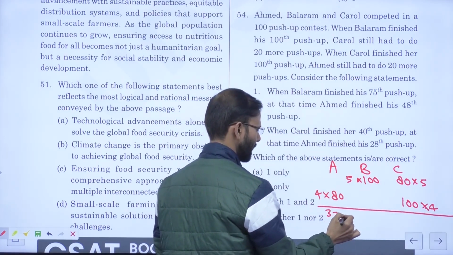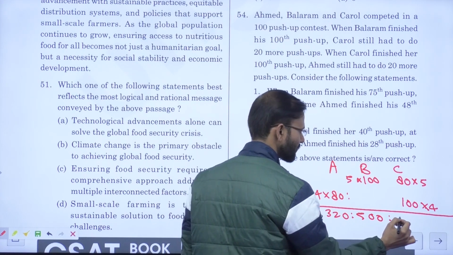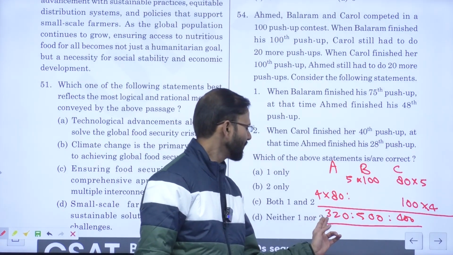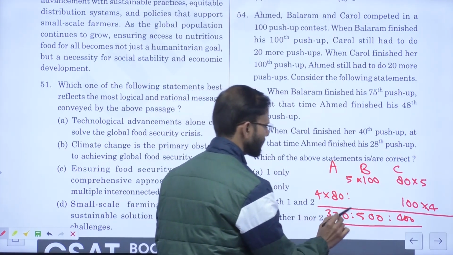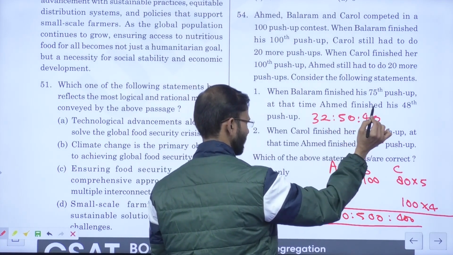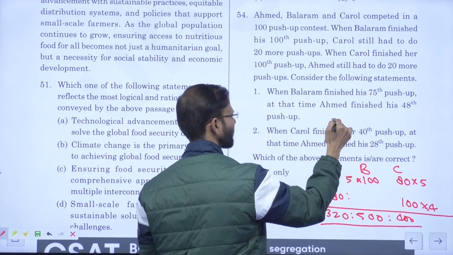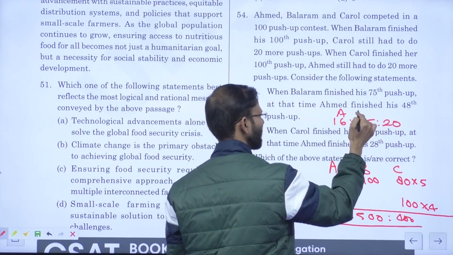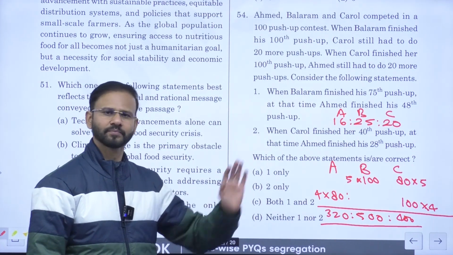This is 320 is to 500 is to 400. So divide all the numbers by what? Just wait. 32 is to 50 is to 40, right? Divide all the numbers by 2. So 16, 25, 20. The ratio of ABC is 16, 25, 20, guys. Alright? 16, 25, 20. Correct?